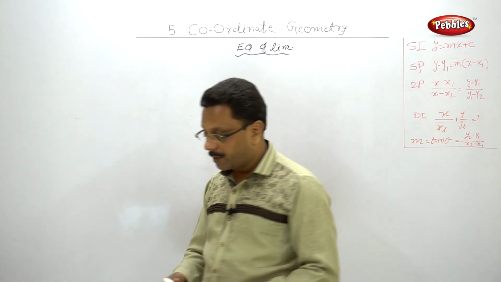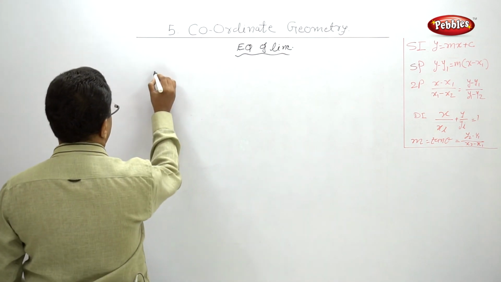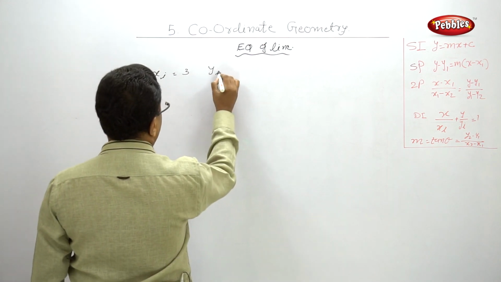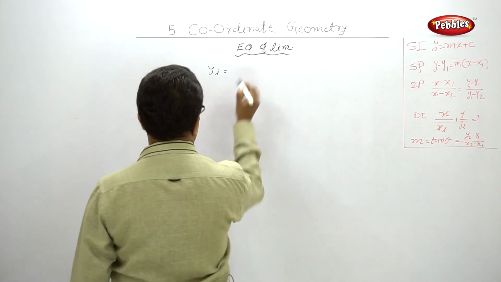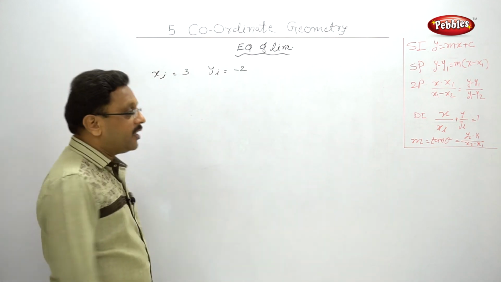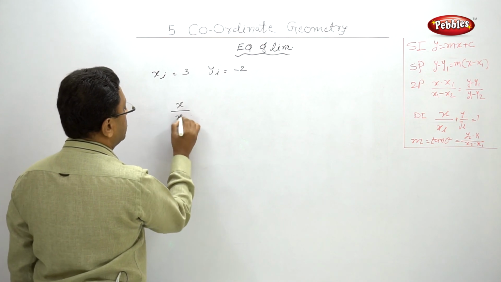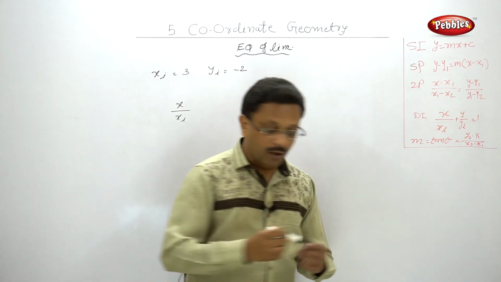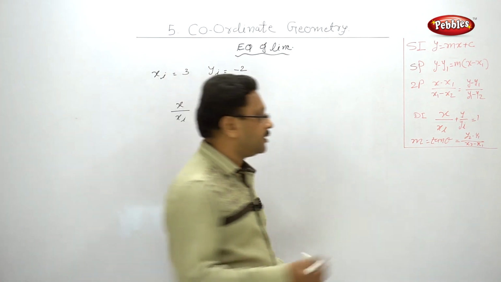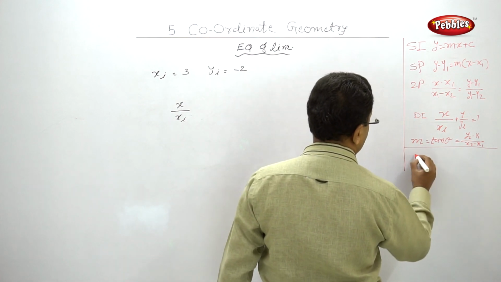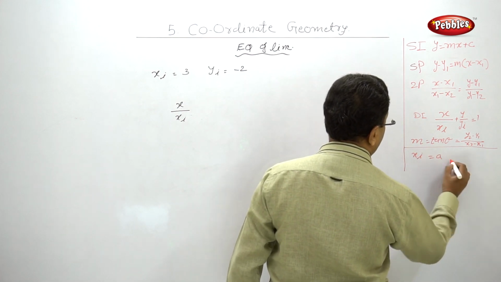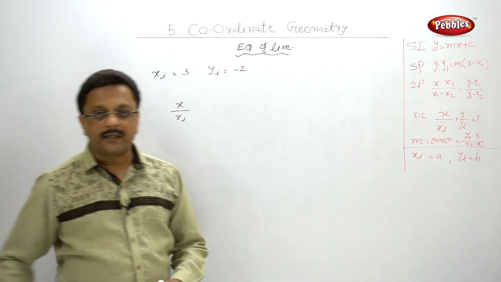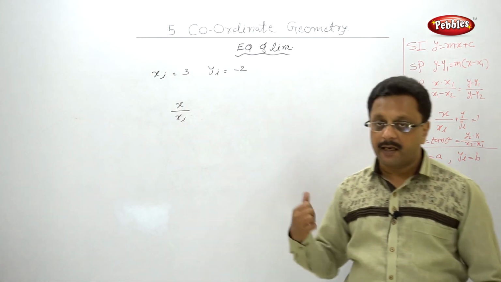We'll solve only one. Okay, so x-intercept is given as 3 and y-intercept is given as minus 2. The format we have is x upon x-intercept, or many times it is referred to as a and b. X-intercept is always referred to as a and y-intercept is referred to as b. I'll just note it down here. X-intercept is generally a and y-intercept is generally b. So you can write x-intercept or you can simply write a.